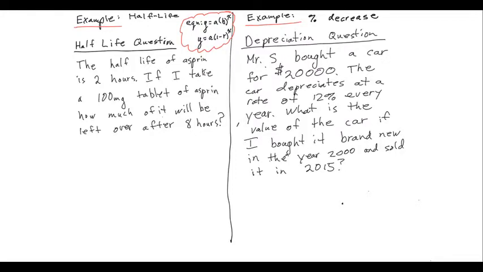Okay, so now we're going to do two questions that involve some form of decay that happens to our price or the amount of stuff that we have. So basically the amount shrinks. So when we talk about a half-life problem, this is the problem that we have. The half-life of aspirin is approximately 2 hours. If I take a 10 milligram tablet of aspirin, how much will be left over after 8 hours?